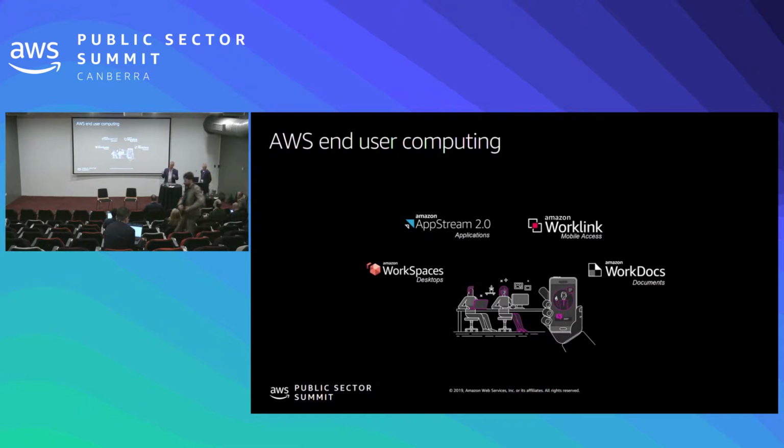So there are 4 products that sit under that banner right now. There's a desktop as a service product called Workspaces. There's an app streaming product, or app virtualization platform, called Upstream. There's WorkLink, a very new product for us that gives you the ability to access internal web resources securely from a mobile phone, and WorkDocs, which is a content repository and storage product that we have as well.